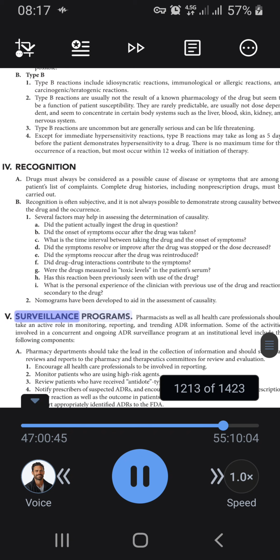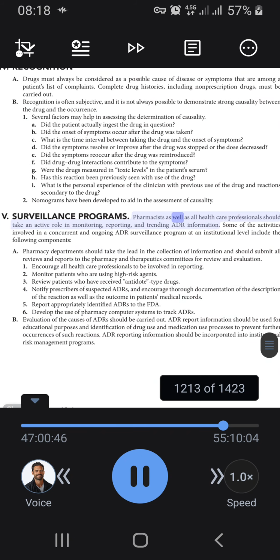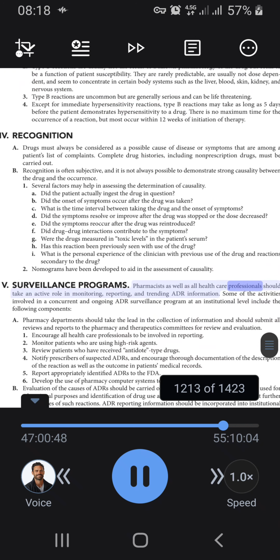V. Surveillance programs. Pharmacists, as well as all healthcare professionals, should take an active role in monitoring, reporting, and trending ADR information. Some of the activities involved in a concurrent and ongoing ADR surveillance program at an institutional level include the following components. A. Pharmacy departments should take the lead in the collection of information and should submit all reviews and reports to the pharmacy and therapeutics committees for review and evaluation.